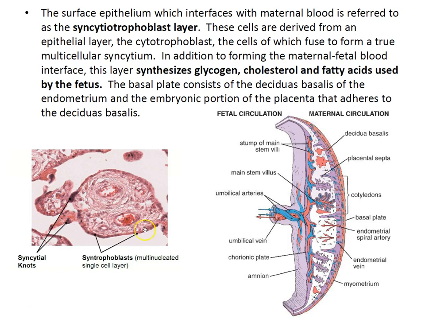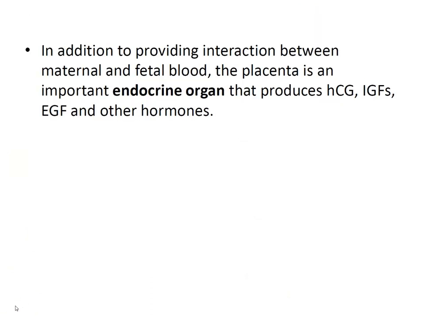Now let's look at the basal plate of the placenta. The basal plate of the placenta consists of the decidua basalis of the endometrium, as well as the embryonic portion of the placenta that adheres to the decidua basalis. In addition to providing interaction between the maternal and the fetal blood, the placenta also produces HCG, IGF, EGF, and other hormones, and thus is an important endocrine organ.